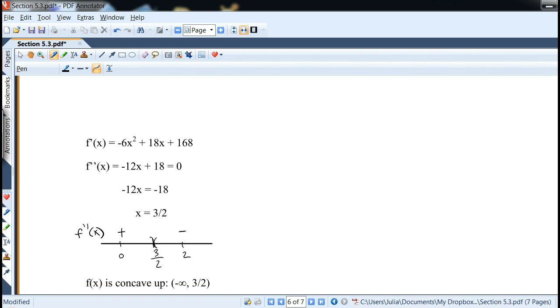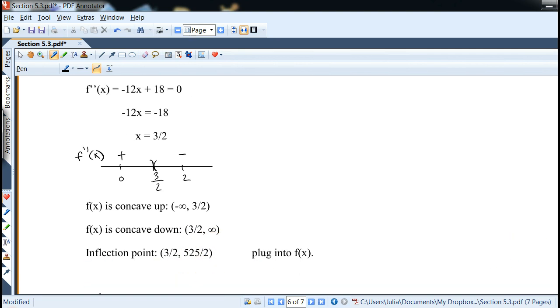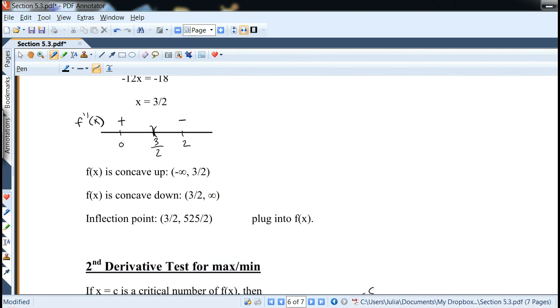So now we can tell the concavity. F of x is concave up from negative infinity to 3/2. F of x is concave down from 3/2 to infinity. And we also have an inflection point at 3/2. And how I got this fraction, I plugged it back into the original. And you can simply plug it in your calculator and turn it to a fraction if you wanted to also. Okay, or keep it as a decimal.